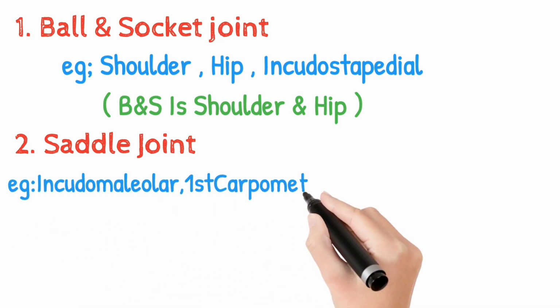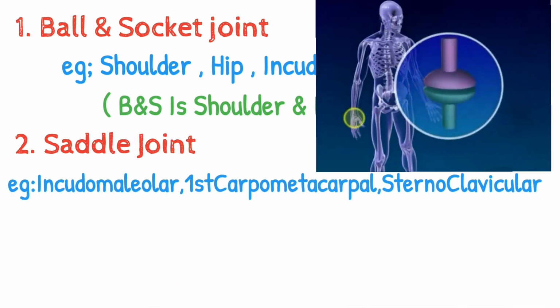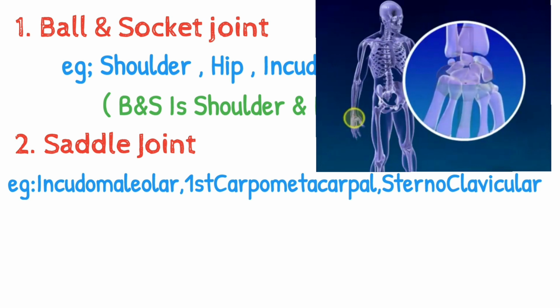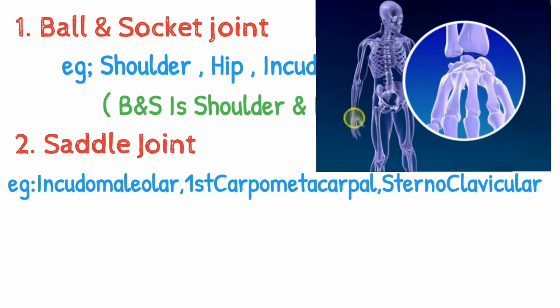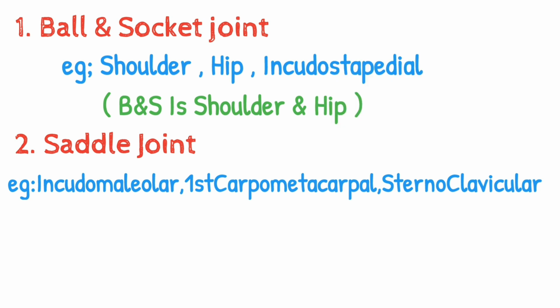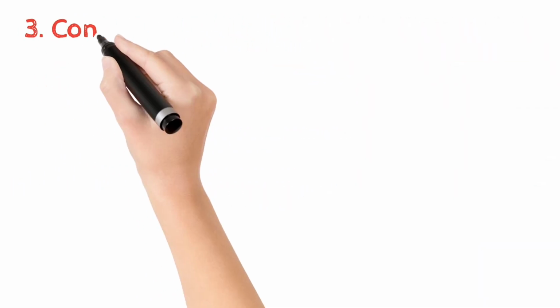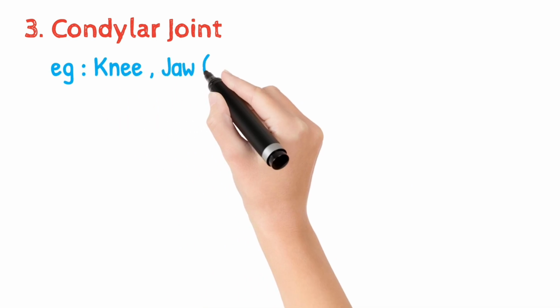Now, the saddle variety of synovial joints. Examples are incudomalleolar, first carpometacarpal, sternoclavicular. It has many articulating facets and is also sometimes termed a modified ellipsoid joint. The mnemonic could be: I am first chief minister but I am sad. I is for incudomalleolar, first CM for first carpometacarpal and sad for saddle, or also we can remember it for sternoclavicular.